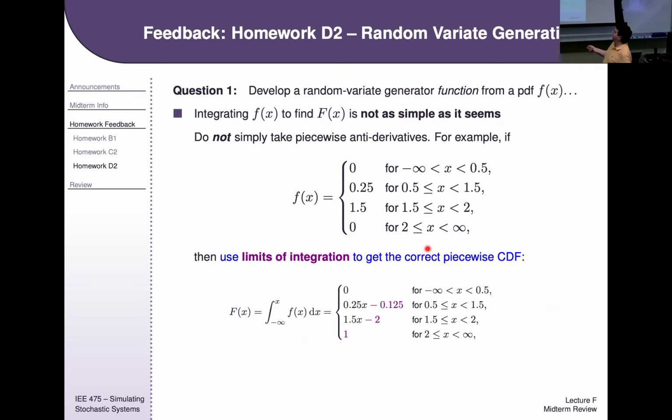That's the other thing here too: remember in each individual row, it's not just the antiderivative, you have to consider the limits of integration. So there's the limits of integration within the row, and then there's the contribution from the previous row. You've got to have both of those. And that's how you get this thing, which starts at 0 and ends at 1. All right. Any questions about that, going from PDF to CDF?